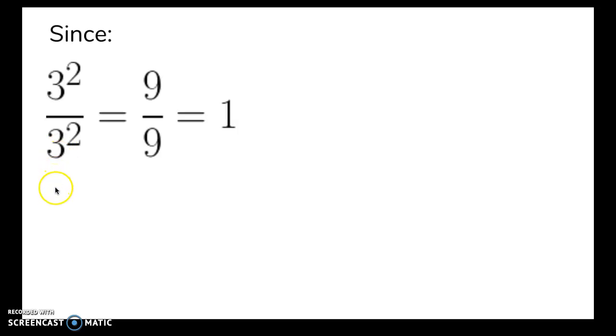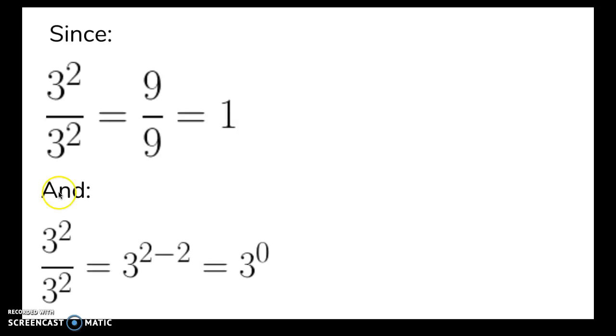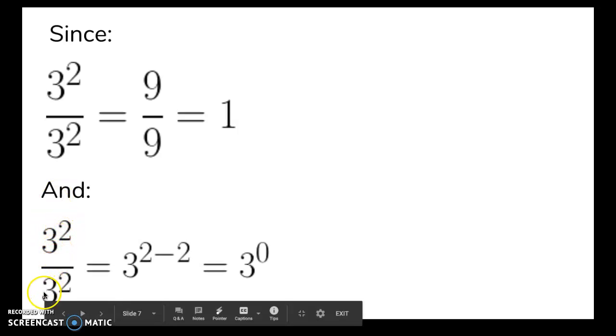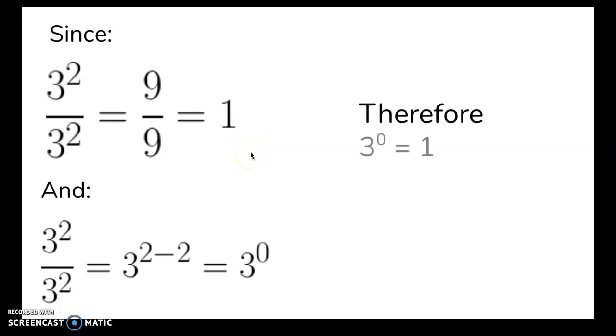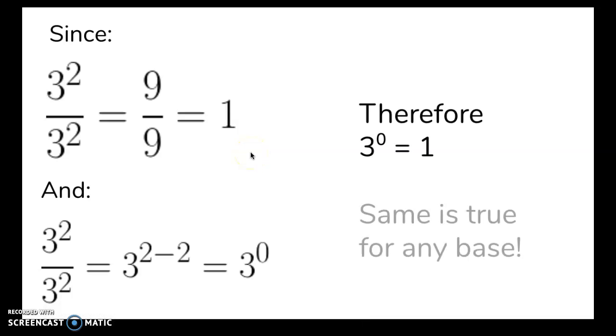But now let's use our exponent laws to also evaluate that expression. Remember, 3 to the 2 over 3 to the 2, because the bases are the same, you can subtract the exponents. So 3 to the 2 minus 2 is 3 to the 0, isn't it? And because these started off being the same, that means these are also equal. So therefore, 3 to the 0 has to equal 1. And that is going to be true for any base. Pretty cool, eh? I like that proof. You have just learned a mathematical proof.